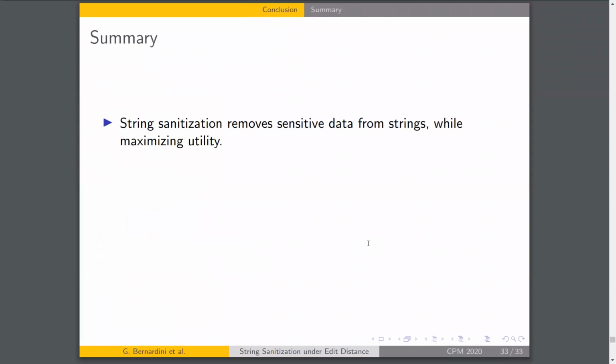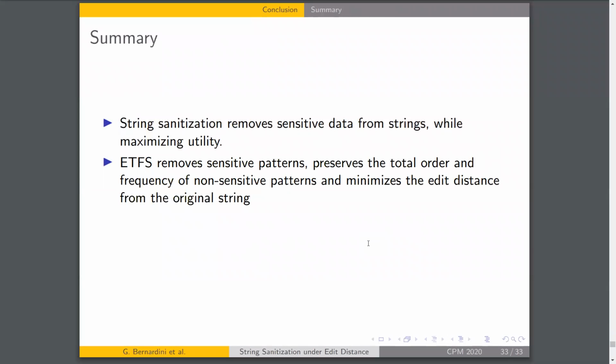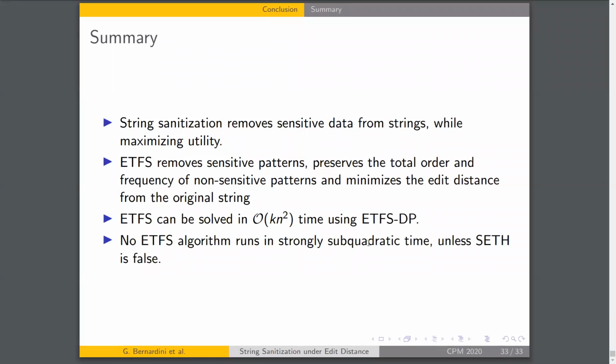Okay, so to summarize, string sanitization removes sensitive data from strings while maximizing utility. ETFS removes sensitive patterns while preserving the total order and frequency of the non-sensitive patterns and minimizing the added distance to the original string. ETFS can be solved in O of k n squared time using the ETFS DP algorithm, and no ETFS algorithm runs in strongly subquadratic time unless the strongly exponential time hypothesis is false.